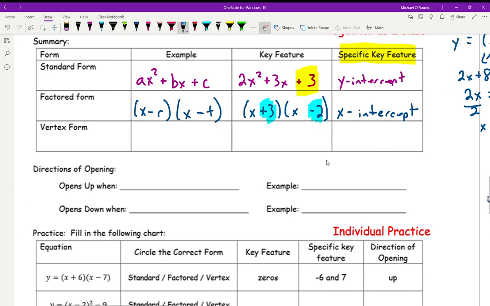So now, vertex form we did right before we left. That looks like this: minus h squared plus k. And it might look like something like this: x minus 3 squared plus 4. Remember, this gives us our vertex, right? Land of the opposites. So my vertex in this case would be 3, 4, because the 3 is going to switch signs.